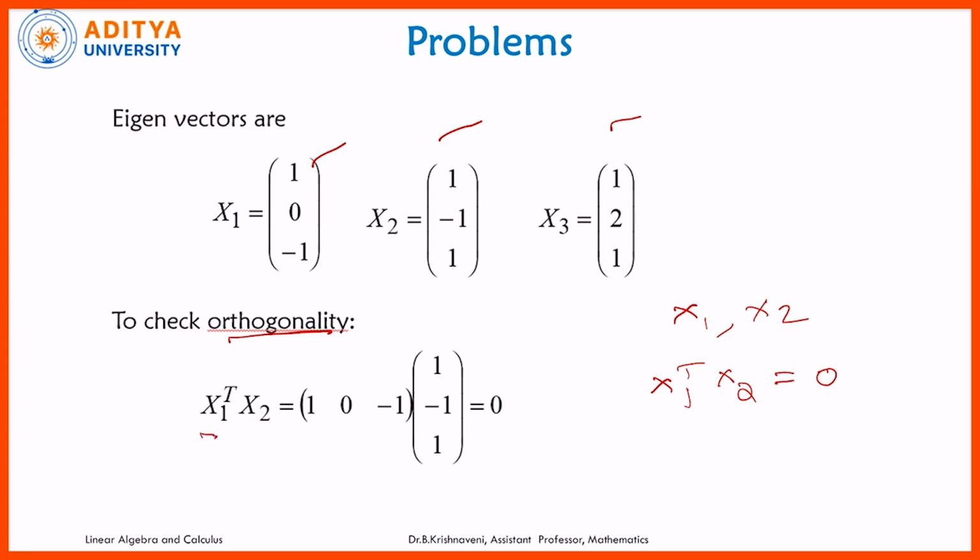So, x1 transpose into x2. Since x1 is the column 1, 0, minus 1, x1 transpose becomes the row 1, 0, minus 1, into x2, column 1, minus 1, 0. After multiplication, we get 1 into 1 is 1, 0 into minus 1 is 0, minus 1 into 1 is minus 1. So, on calculating, we got the value equal to 0. Hence x1 and x2 are orthogonal.